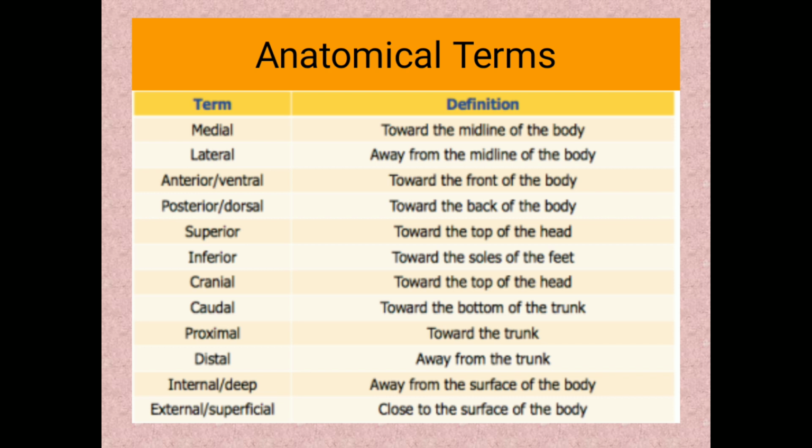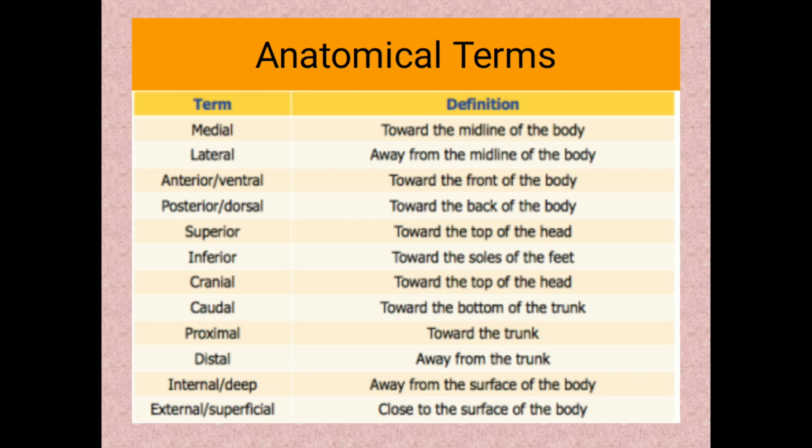Next is cranial, that is towards the top of the head, because the head is known as cranium. The outer covering of the head is known as cranium. So anything towards the top of the head is known as cranial, and caudal, that means anything towards the bottom of the trunk, is known as caudal.